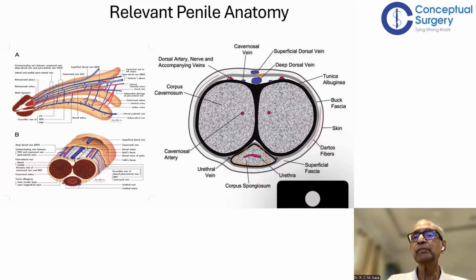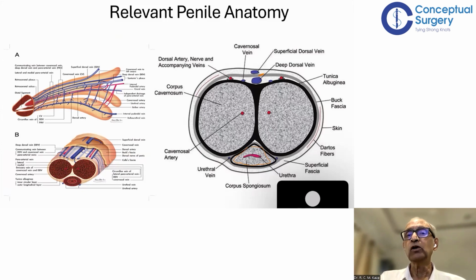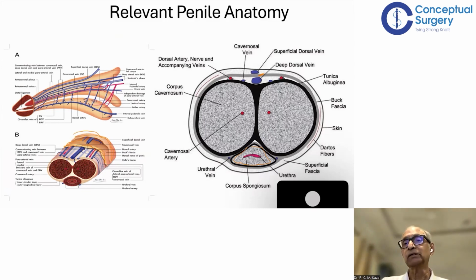The same thing is being shown on this side. This blown up diagram of the two corpora cavernosa and the spongiosa, and this here is a transverse cut, much like the previous one. But what you can see very clearly is that here lies the albuginea, there lies the Colles fascia, and the venous structures are separated by these two fascia. Now, let us move on to the next slide.